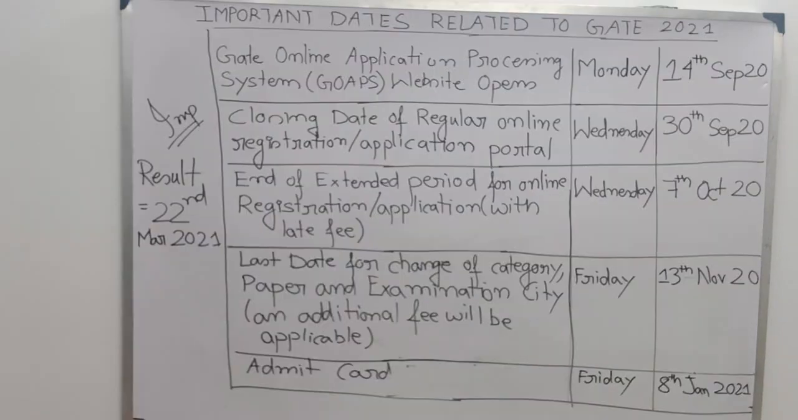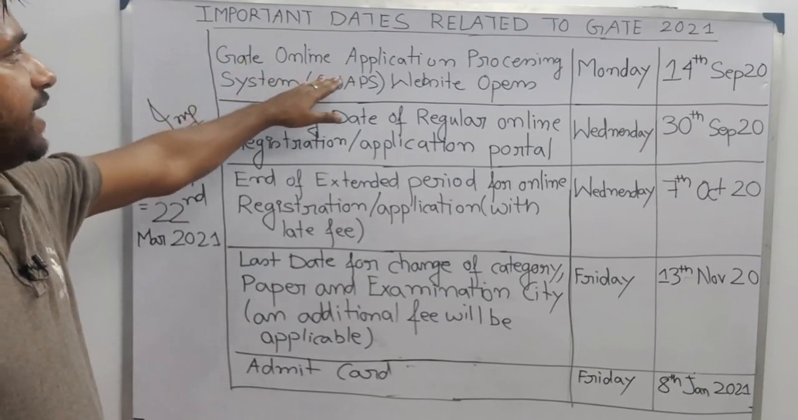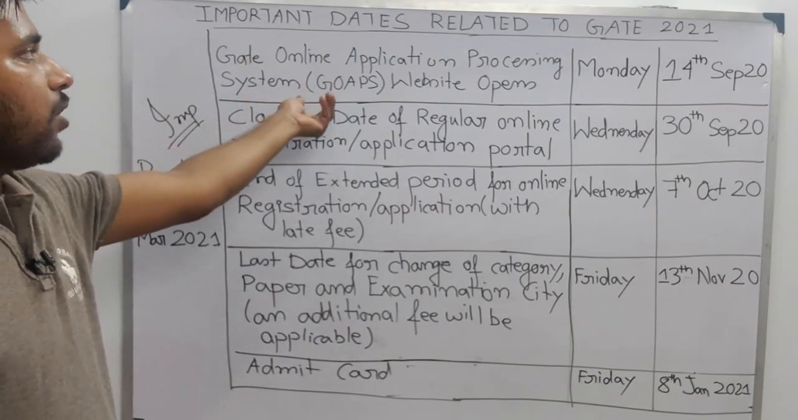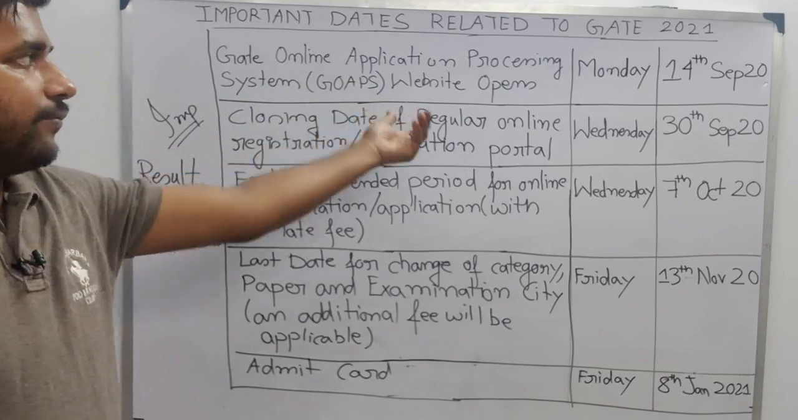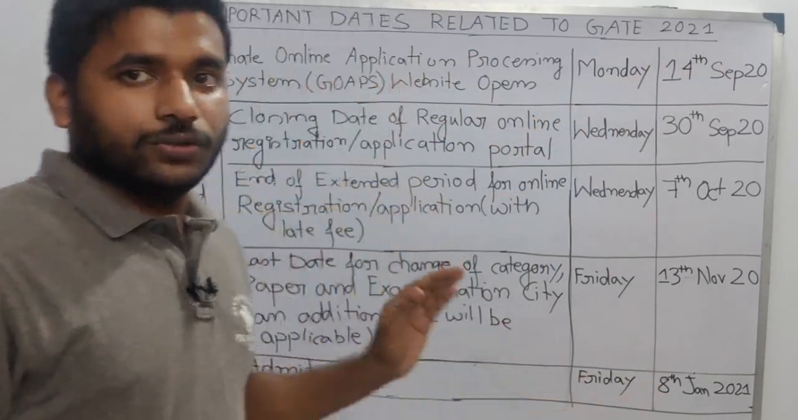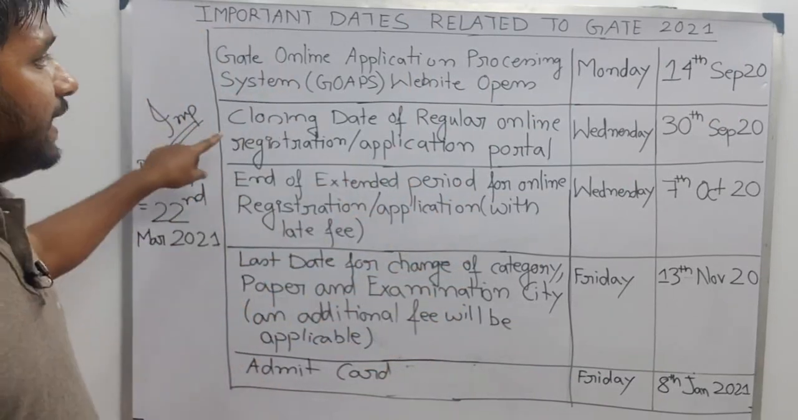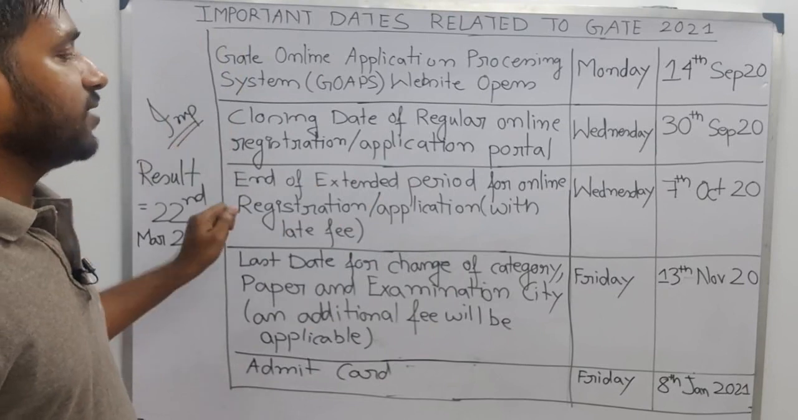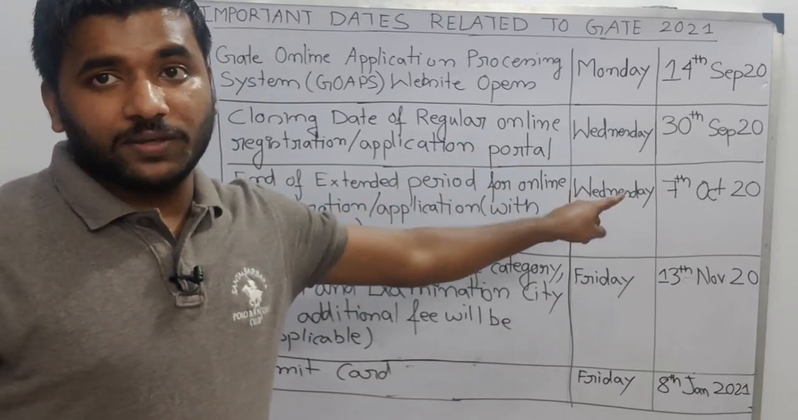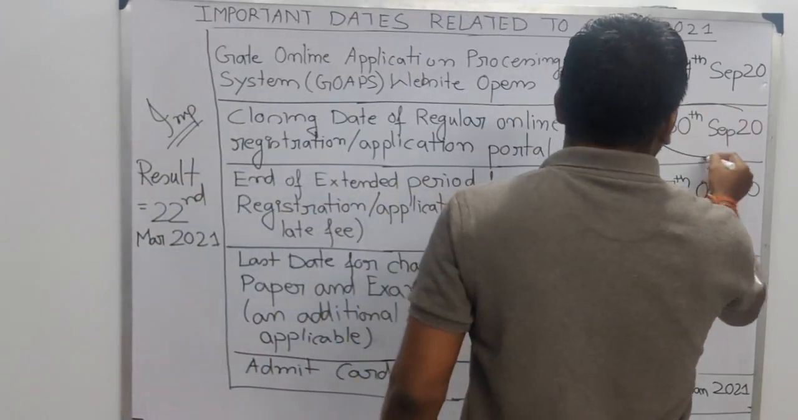Now see the important dates related to GATE 2021. When the application is going to start filling, the GATE Online Application Processing System, which we call GOAPS, website will open on 14 September. So this year on 14 September it is going to start. The closing date of this online registration is 30 September. This is very important because the closing date is 30 September.